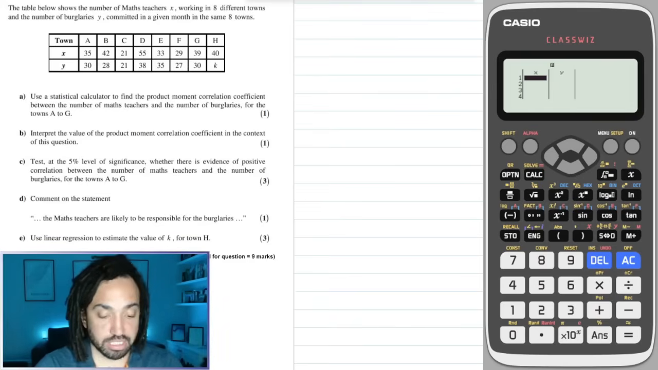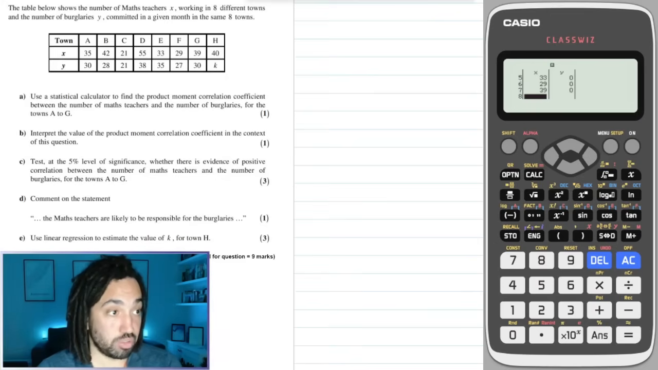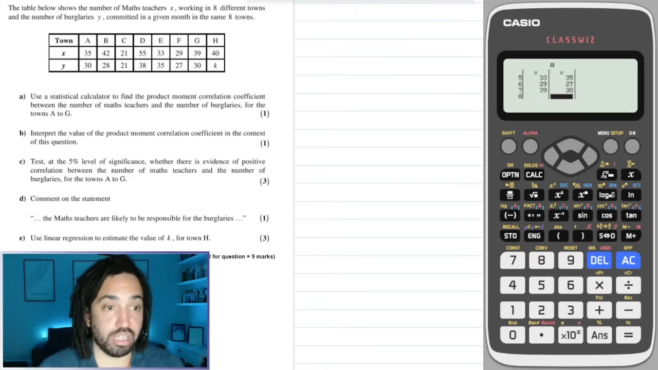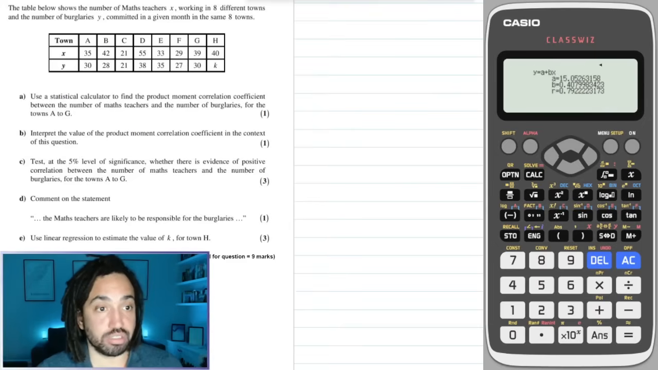So we just need to fill out the x's, so 35, 42, 21, 55, 33, 29, 39. Let's not do the last one because that one's unknown. Right, up to the top on the y's, we've got 30, 28, 21, 38, 35, 27, and 30. Okay, and then what we do is we hit the option button, and then we click on regression calculation. That should do the job.